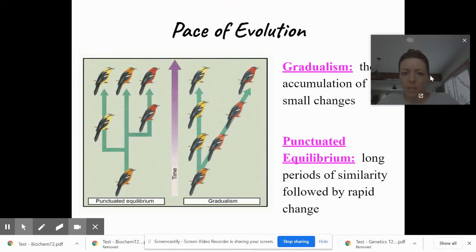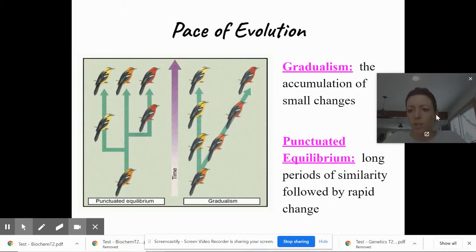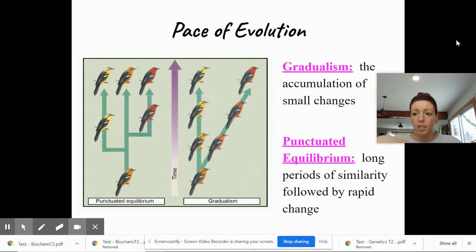All right, pace of evolution. So this was mentioned in the last notes just a little bit. Gradualism and punctuated equilibrium. So this is where geology can tie in closely with this. Gradualism, we're just accumulating changes over time. Genetic drift goes with that. It's kind of random. Typically, the environment hasn't changed drastically in a short amount of time.